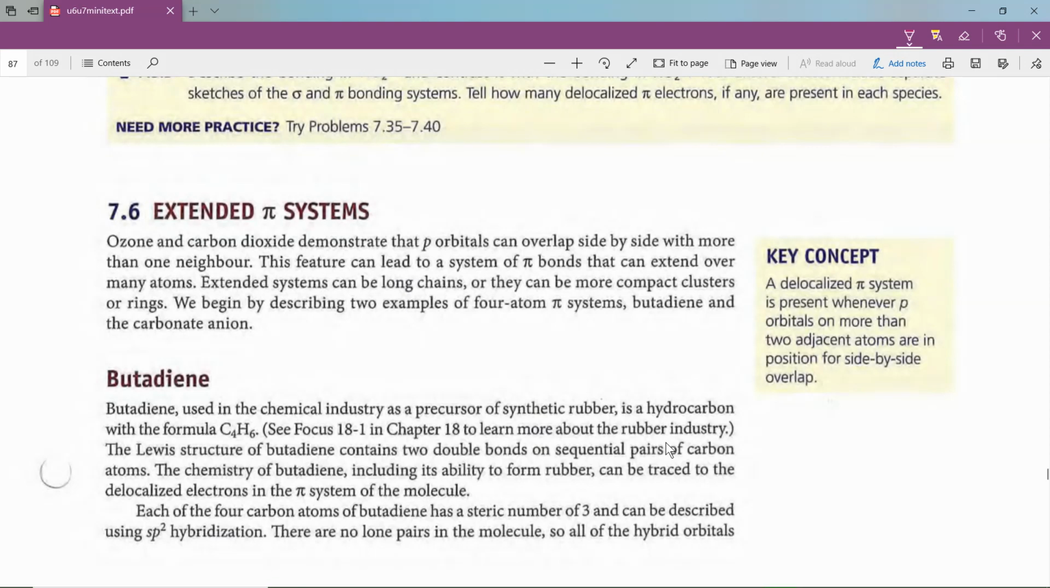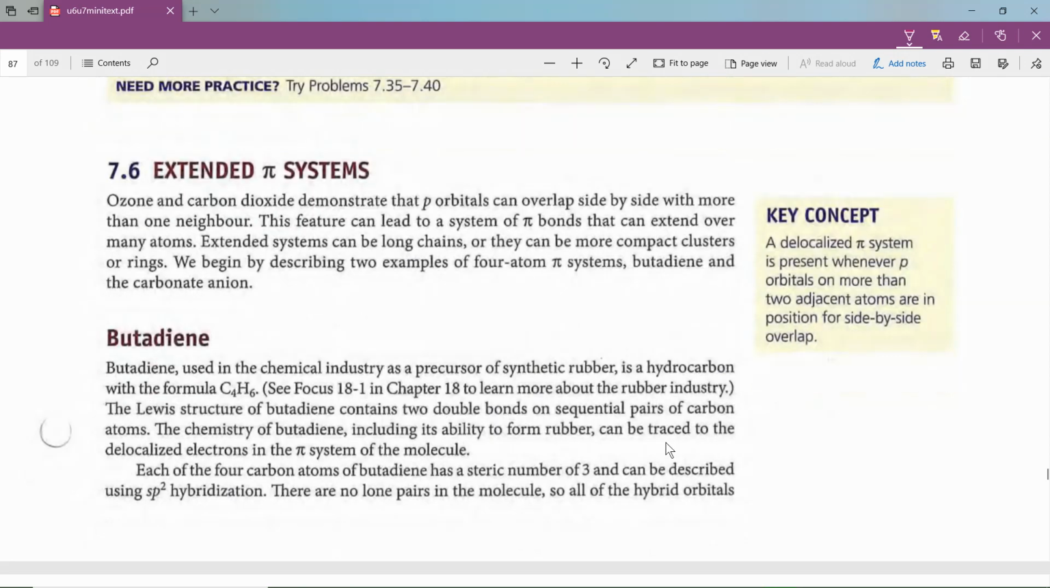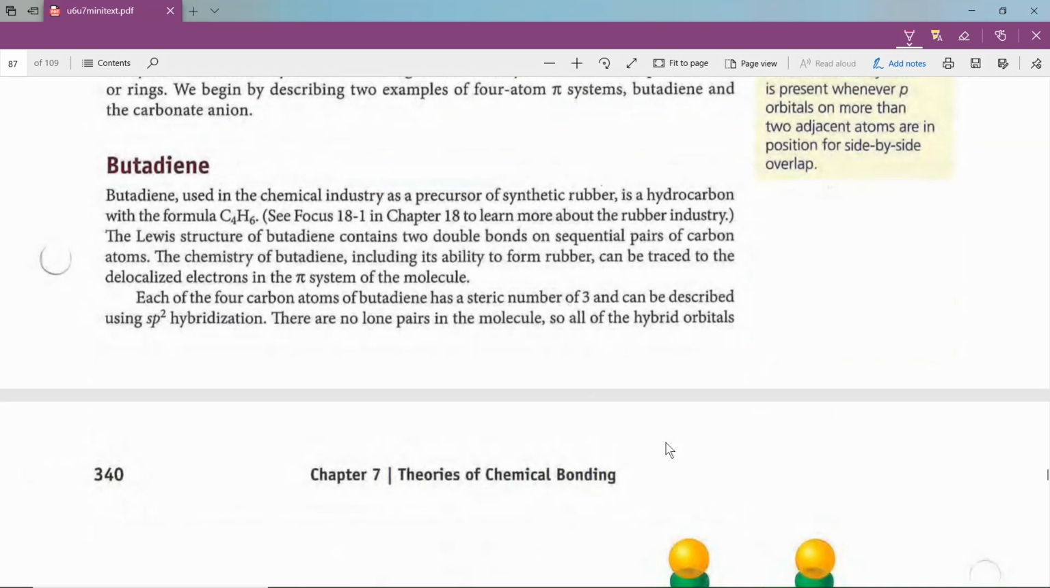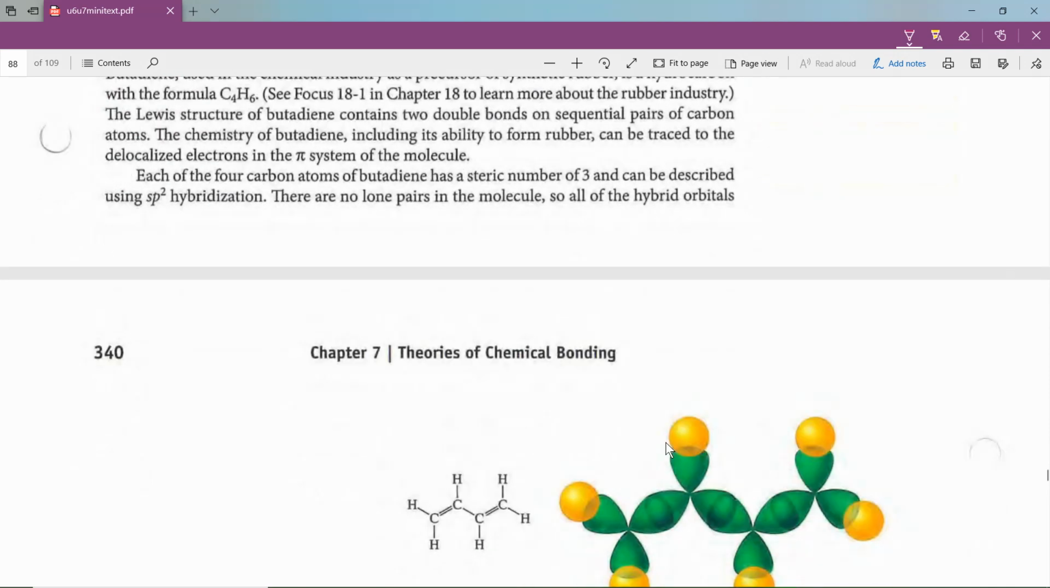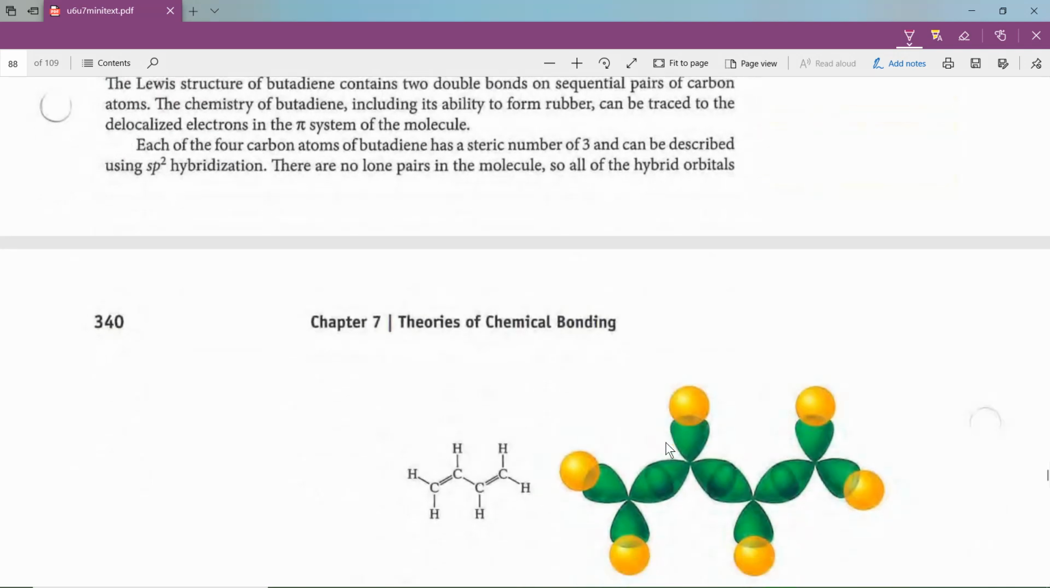Okay, so in their position, if you have alternating single and double bonds, butadiene is an example of that, used in the synthetic rubber industry. The Lewis structure of butadiene contains 2 double bonds and sequential pairs of carbon atoms. So that's one way to get a conjugated system and to get delocalization.